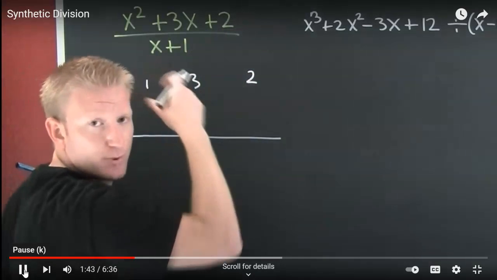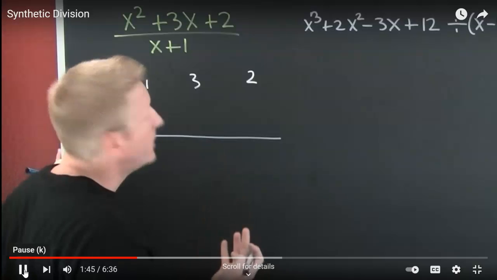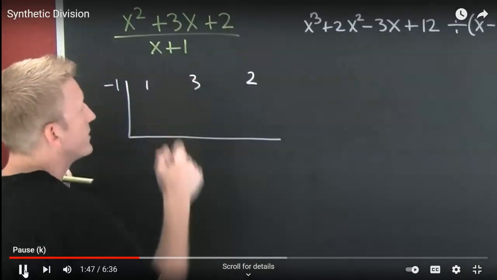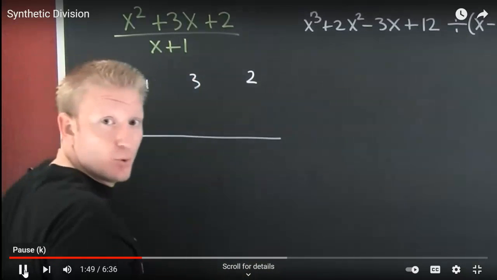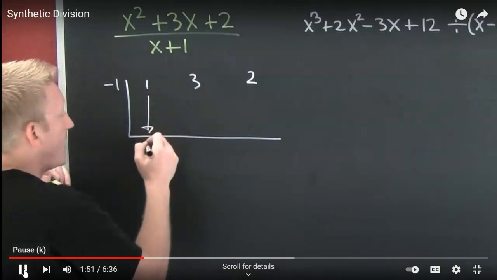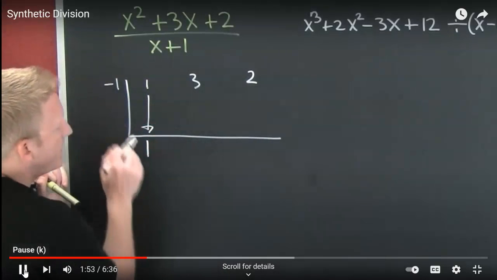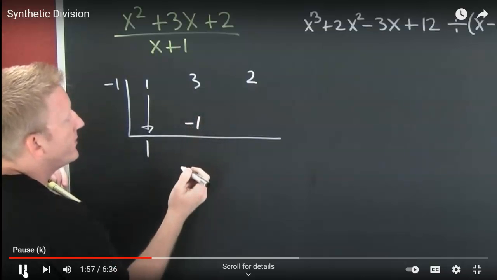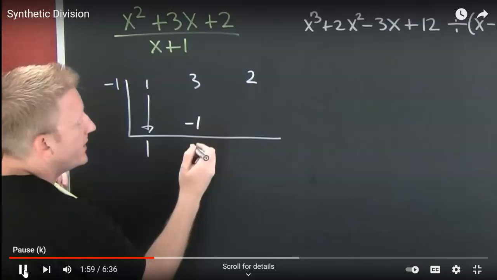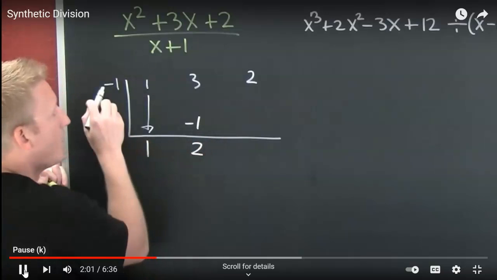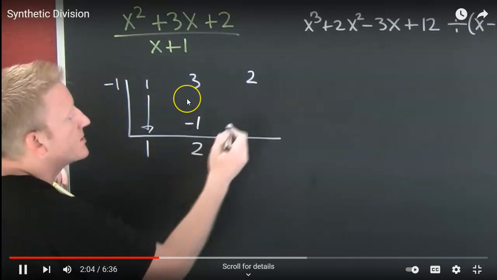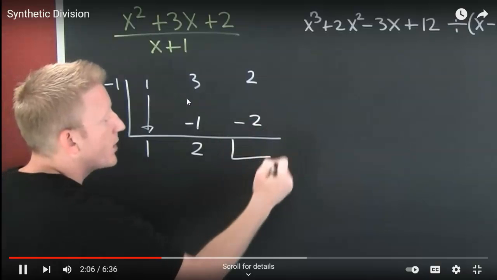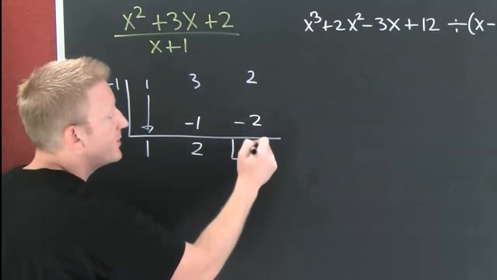This is actually long division without the actual variables, and we need our special linear factors. So then what do I first do? Drop it like it's hot. Minus 1 times 1 gets me a minus 1. 3 minus 1 is 2. Minus 1 times 2 is a minus 2. And our remainder is 0.